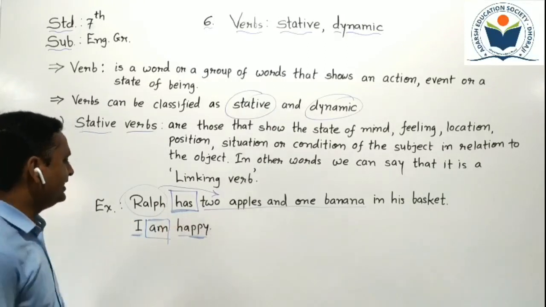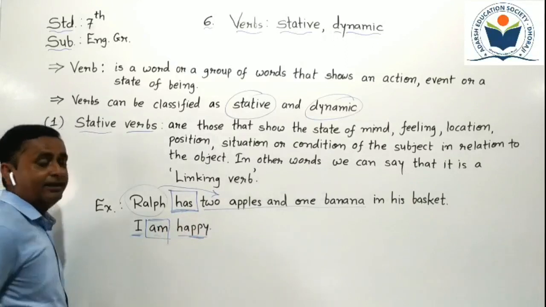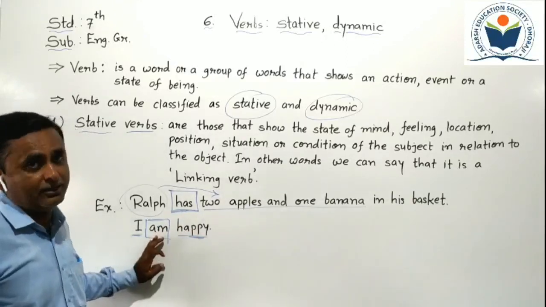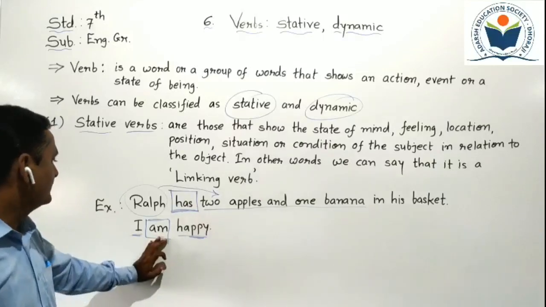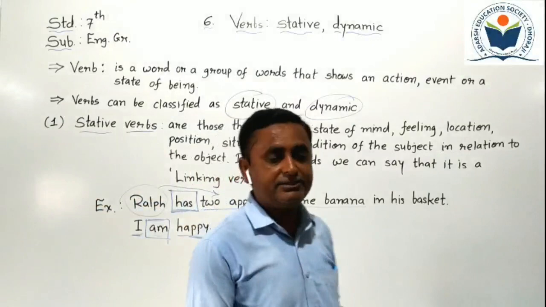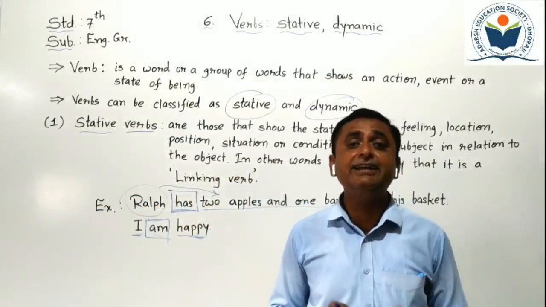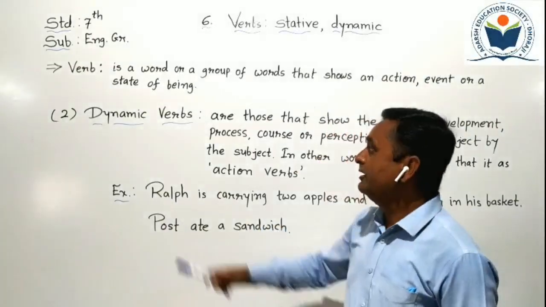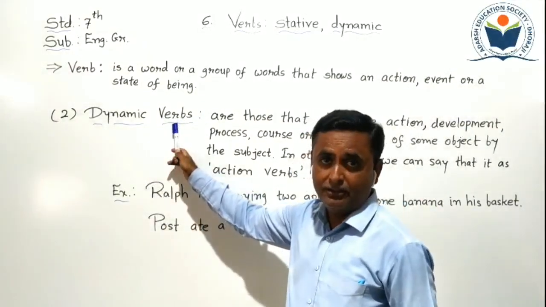So we can say that "am" is here as a linking verb or stative verb. Can you understand, students, about stative verbs? We already studied them in our 6th standard as linking verbs. Now, students, we have to study about dynamic verbs.